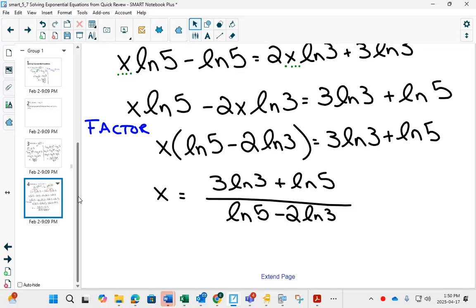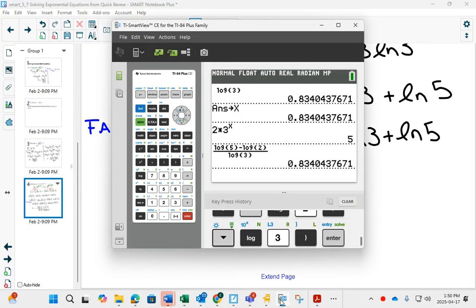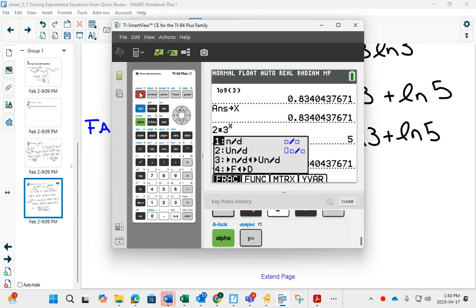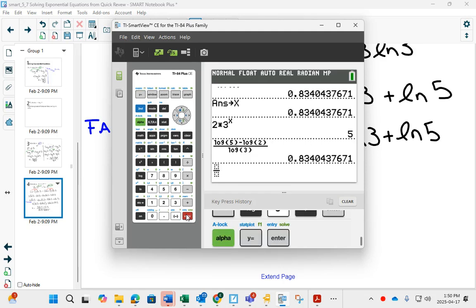I'm going to go to my calculator. I'm going to use my fraction button again. I add natural log.